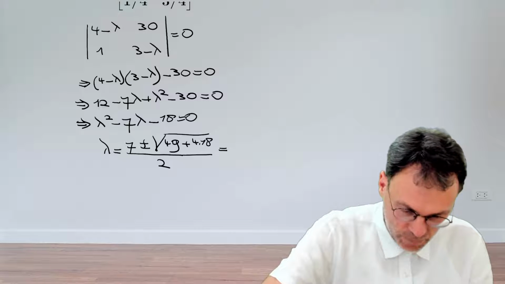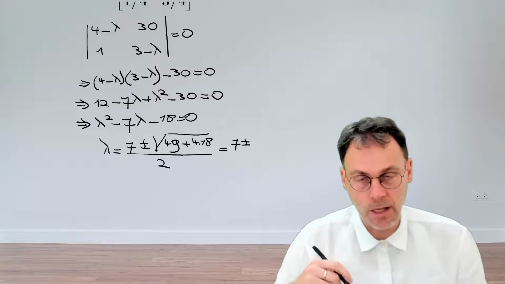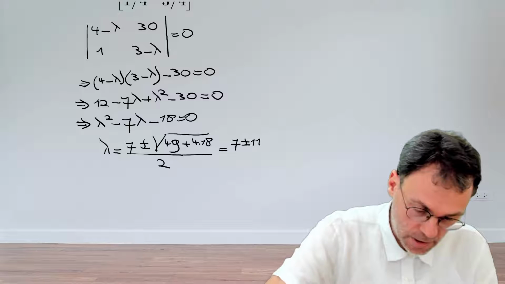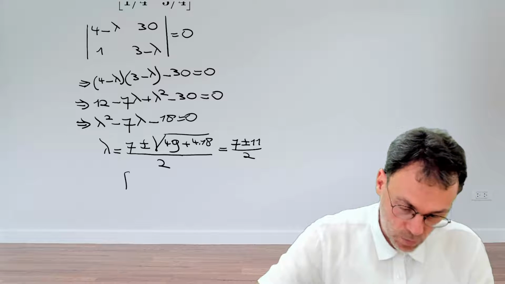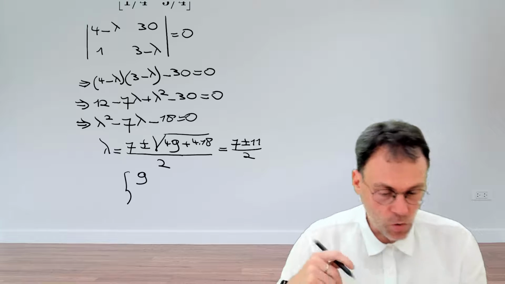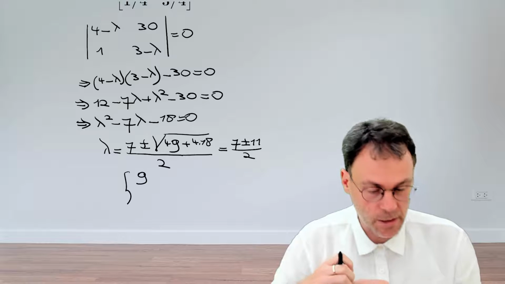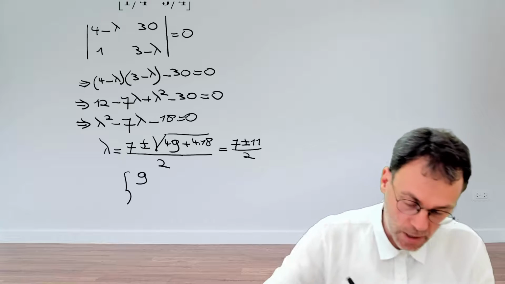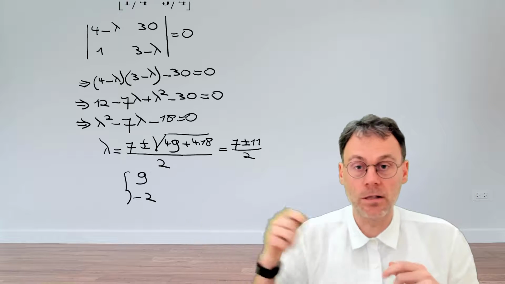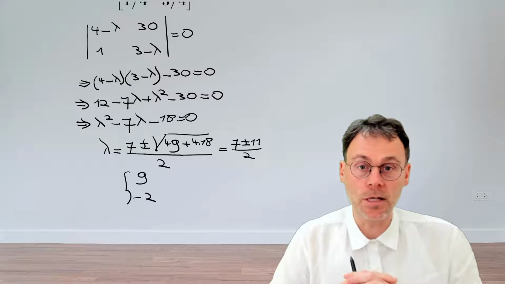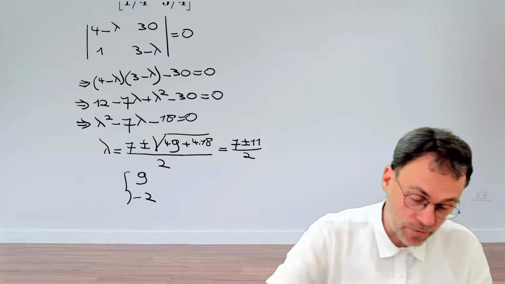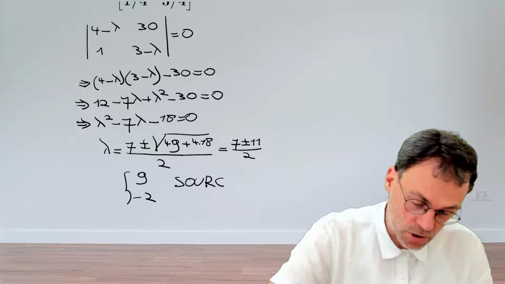Now this becomes 7 plus or minus 121 under the square root, so that's 11 squared, divided by 2, which is either 18 divided by 2, giving us 9, or 7 minus 11, so that's minus 4 divided by 2, giving us minus 2. So these are the all-important eigenvalues of that matrix. And we can clearly see that they are both in magnitude bigger than 1, which means that this is an unstable fixed point, a source.